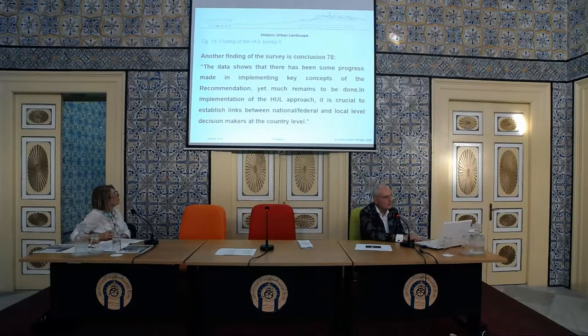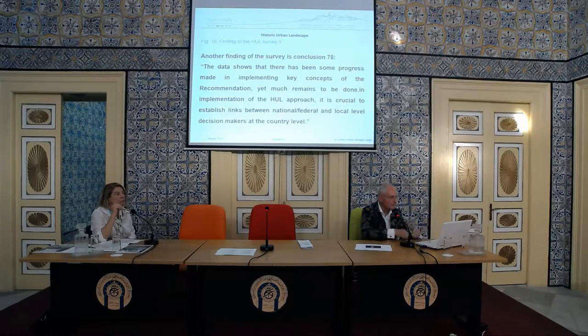Another finding of the survey is conclusion 78. The data shows that there has been some progress made in implementing key concepts of the recommendation, yet much remains to be done. In implementation of the HUL approach, it is crucial to establish links between national, federal, and local level decision makers at the country level. So in their survey, the results show that it's important for the local level, but not about the links between national, federal, and the local level.